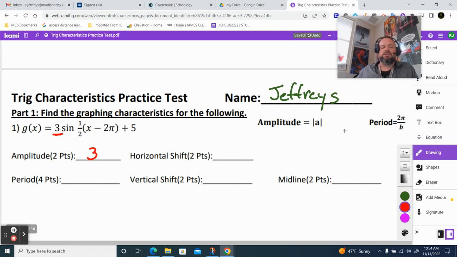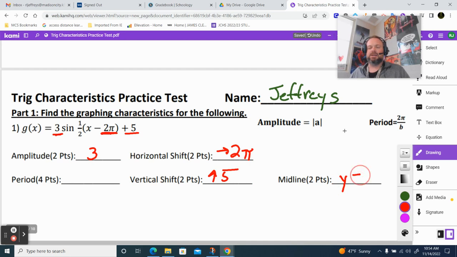Now, what is the absolute value of 3? 3. So that's our amplitude. Okay. Horizontal shift. That's right here. So it's minus, so we're going to go to the right, and that value is 2 pi. The vertical shift, this is our K value. This goes up 5. And the midline is also y equals 5.